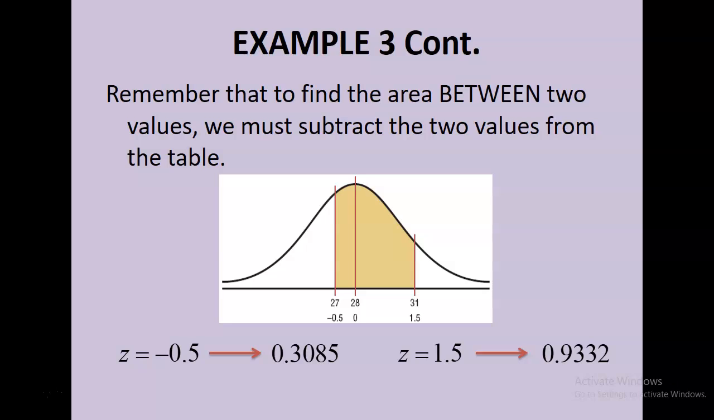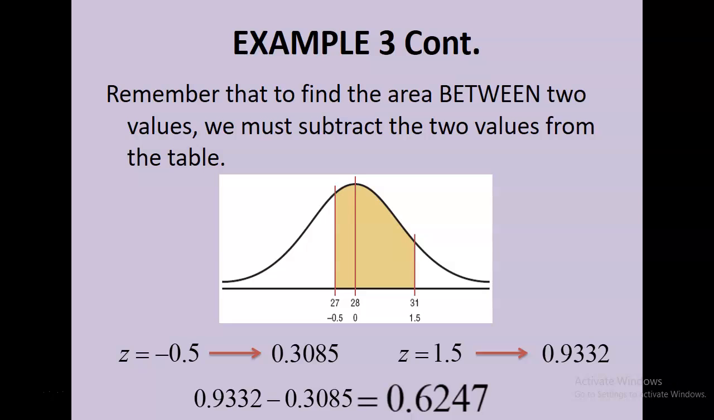You're always going to look up those values first, and then you're going to subtract them. So 0.9332 minus 0.3085 would give us that the area between these 2 points is going to be representing 62.47%, or 0.6247. So that is our solution to this problem.